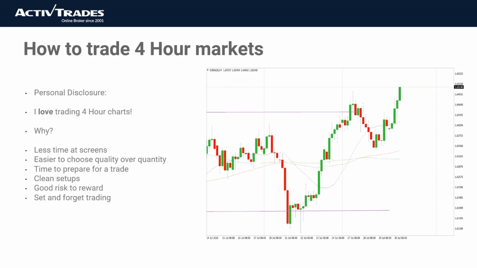Using the 4-hour charts also means I find it easier to choose quality setups over quantity, and that's where I'm at in my trading journey. It doesn't matter whether you've been trading for 2 weeks or 2 decades. We are all on a trading journey, and for me, I find it easier to choose quality setups over quantity, and that's where I am at for my own particular trading.